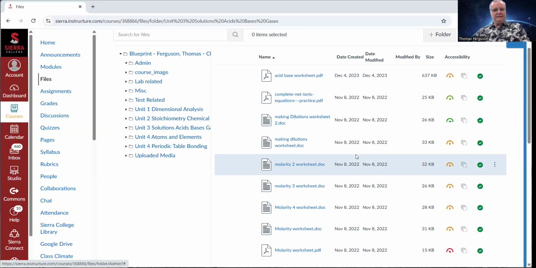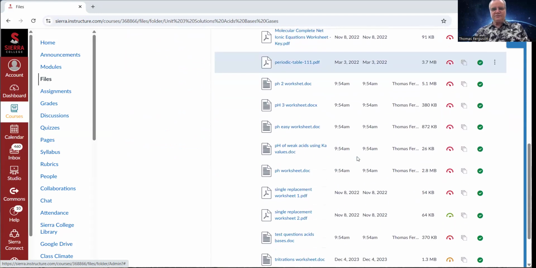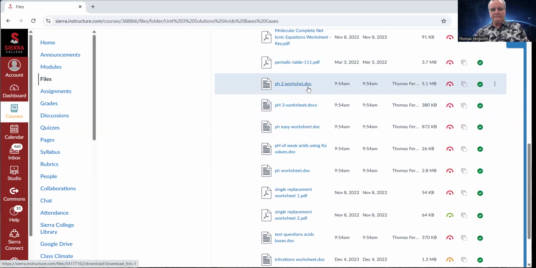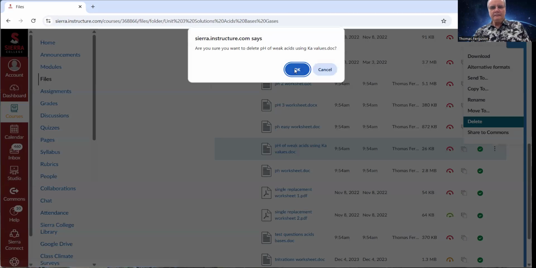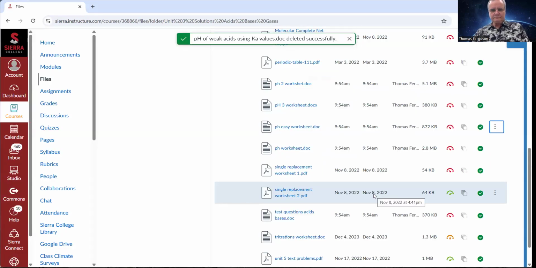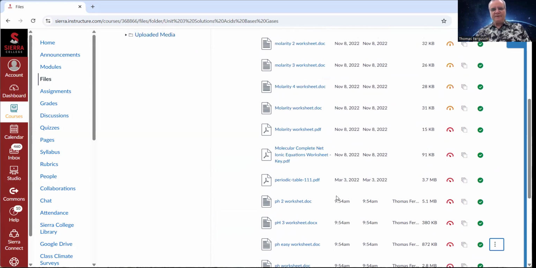So here is Unit 3 worksheets, and here are the pH ones right here. This one we're not going to do. Okay, so anyway, if you'd like some more practice on doing pH with answers, they're here.